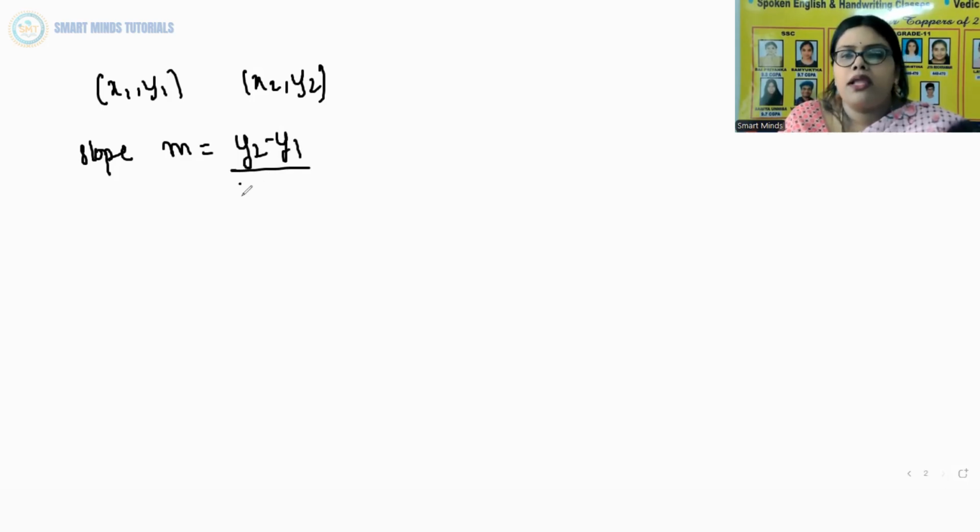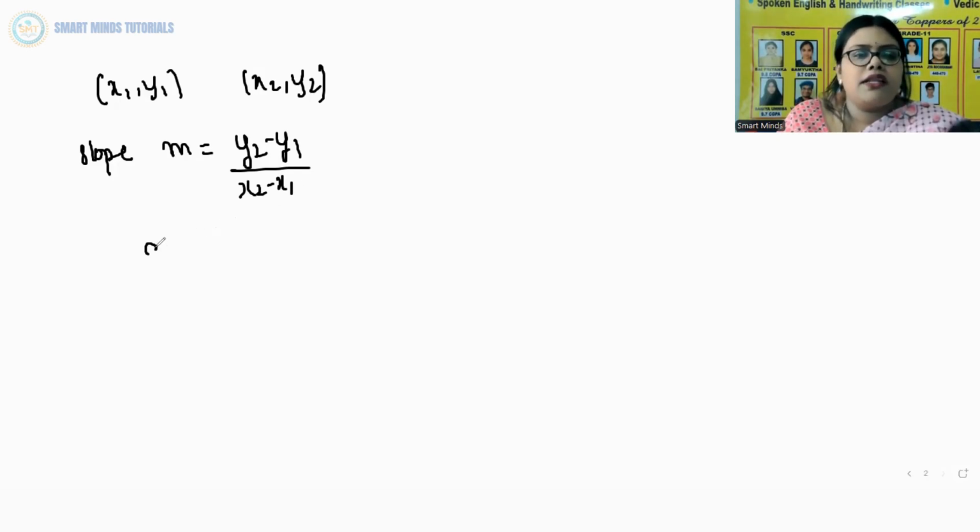Now suppose two points are given to us, x1, y1 and x2, y2. Then how do you find out the slope? Slope is always denoted by m. The formula for the slope when two points are given is y2 minus y1 by x2 minus x1.